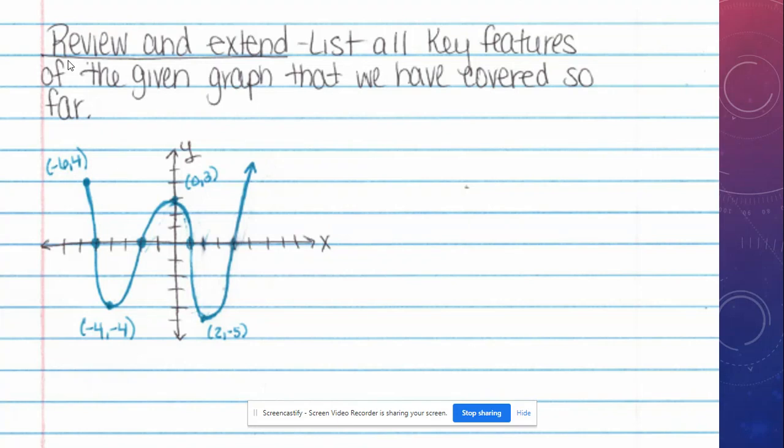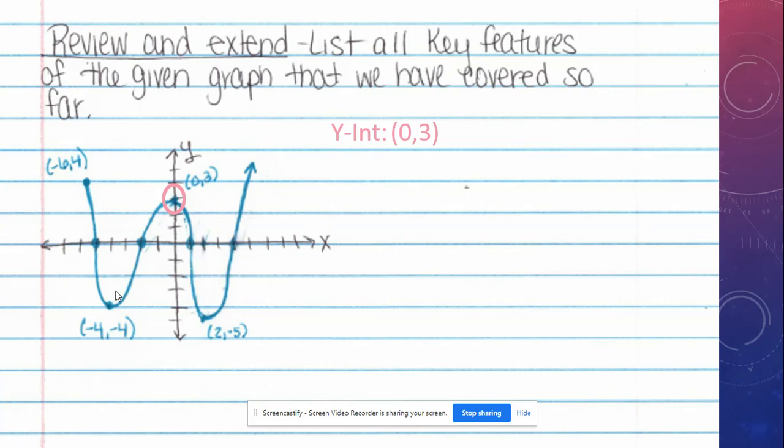We are going to review and extend using this graph here. You are going to want to make sure that you copy down and darken in all of these points. Those are the key points, and label those 4 that I have labeled on the graph as well. The first key feature that we have talked about is the y-intercept, and that is where the graph crosses the y-axis. Is here at the point (0, 3).